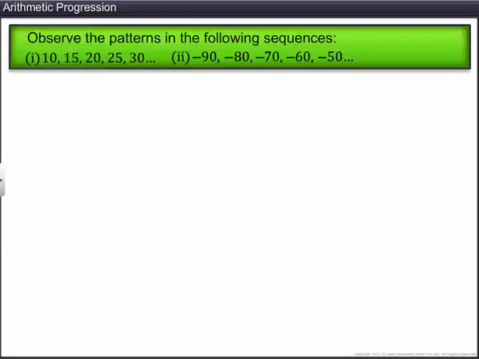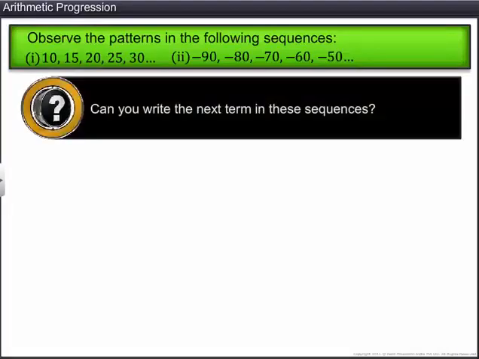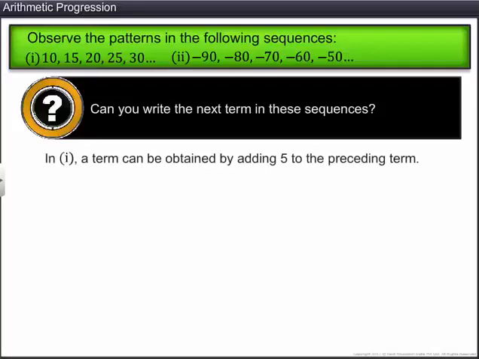Now, take a look at the patterns in the sequences shown here. Is it possible to write the next term in these sequences? Yes, by following the rule or pattern, it can be done. In the first sequence, a term can be obtained by adding 5 to the term preceding it. That is, the nth term can be obtained by adding the n-1th term and 5, which is the difference between two consecutive terms.